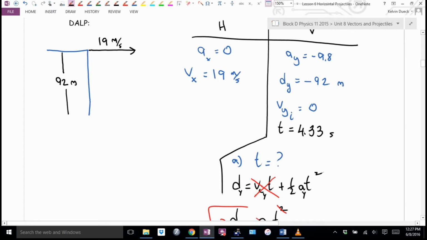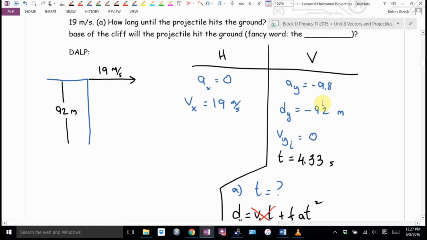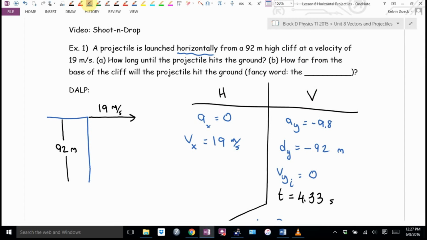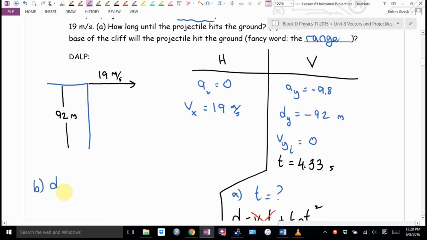Michael, what does B want me to find? How far from the base of the earth will the projectile hit? There's a fancy word for that. It's called the range. Range is dx, horizontal distance.